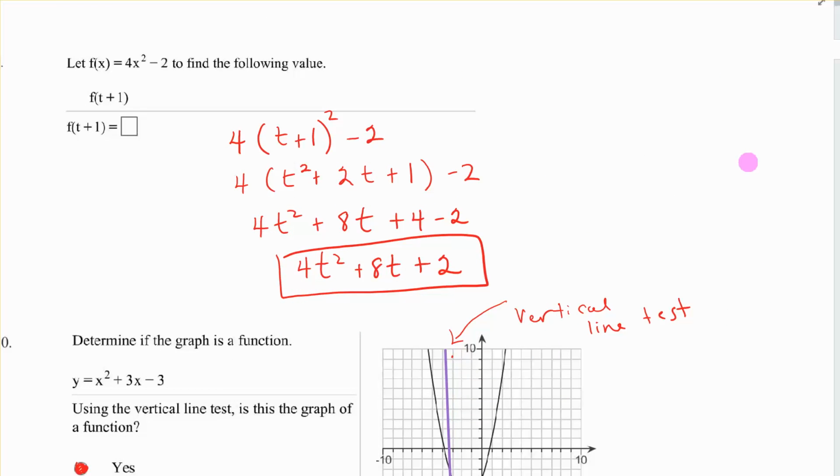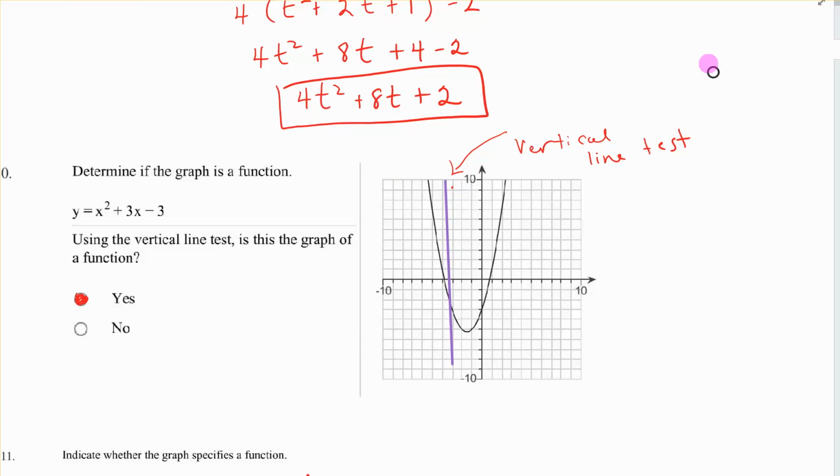All right. You're given an expression, 4x squared minus 2. Find the following value, f of t plus 1. That means everywhere there's an x, we're going to plug in t plus 1. t plus 1 squared is this here. And we have 4 times that minus 2. So we multiplied 4 times that and subtracted 2. Ultimately, 4 minus 2 is 2, 8t, 4t squared.